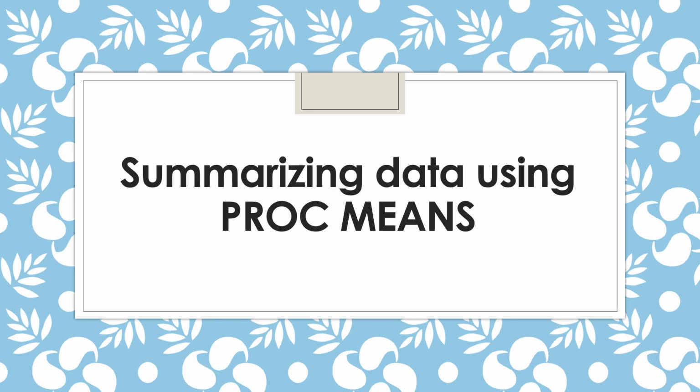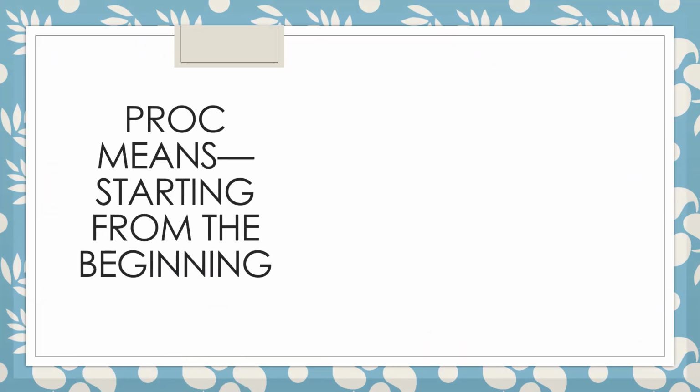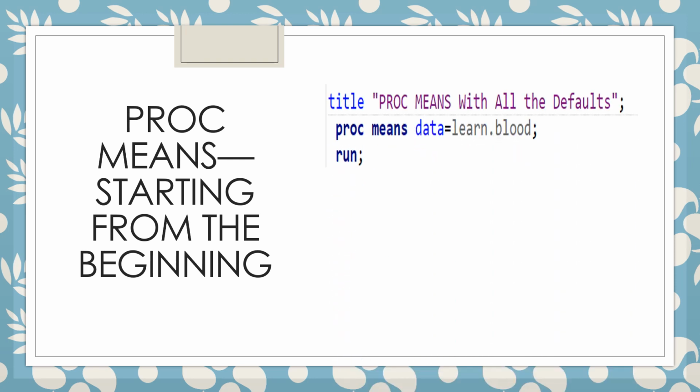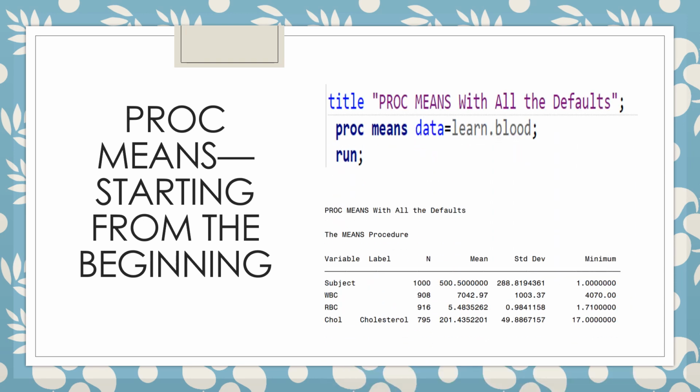Today I will be talking on summarizing data using PROC MEANS. We can begin by running PROC MEANS with all the defaults using the permanent SAS dataset blood. By default, PROC MEANS produces statistics for all the numeric variables in the input SAS dataset.